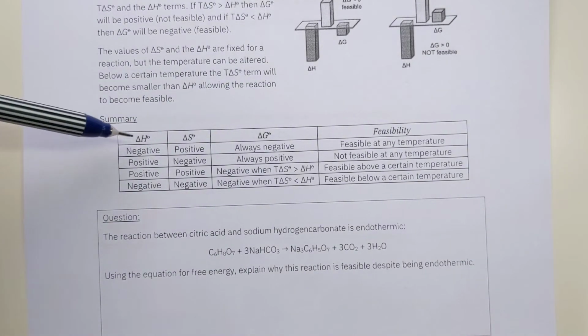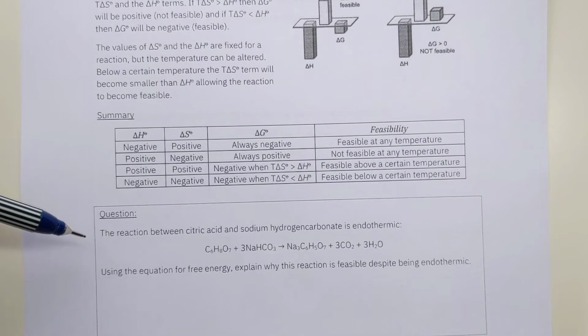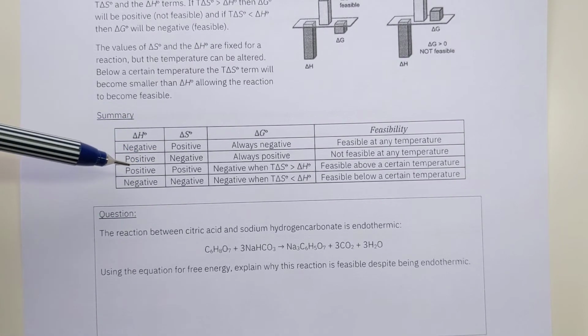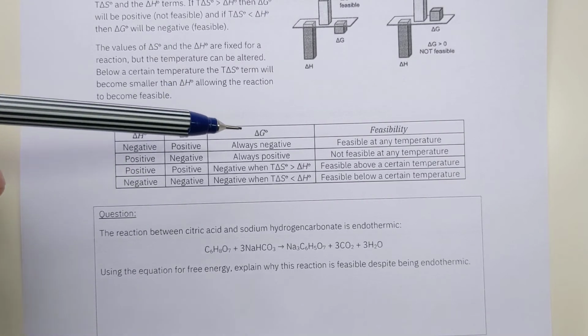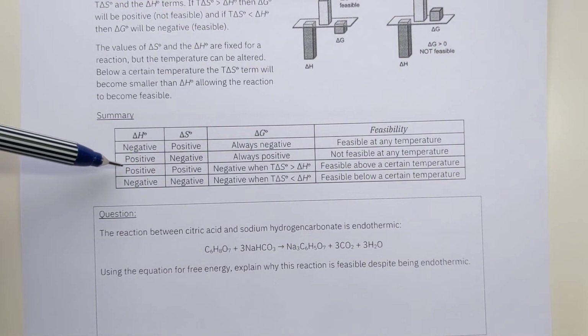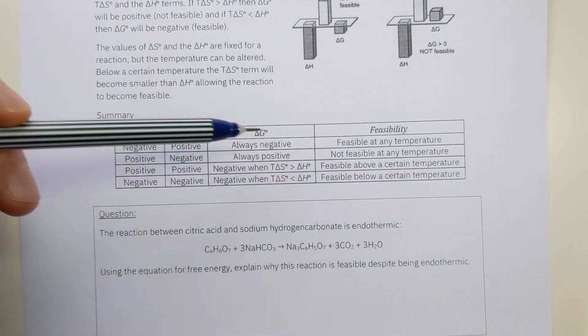So distilling that all down into one table here, this is what you need to be able to understand. Here are all the different combinations of delta S and delta H. Our first two were clear cut. If delta H is negative and delta S is positive, delta G will always be negative and therefore feasible. If delta H is positive and delta S is negative, delta G always is positive, so it's never feasible.